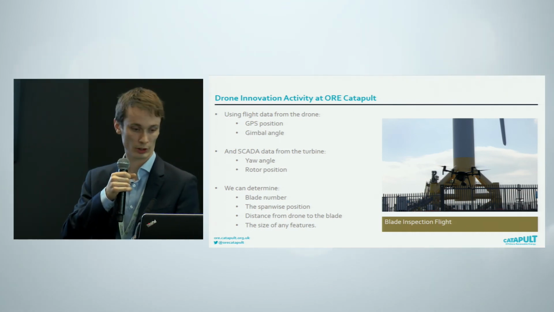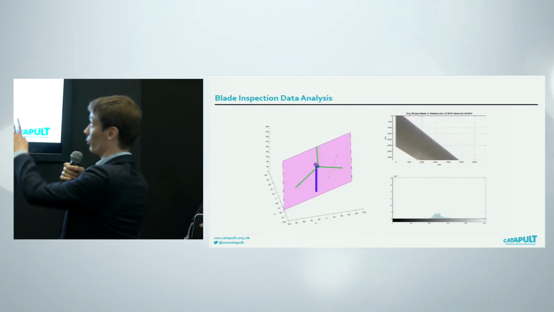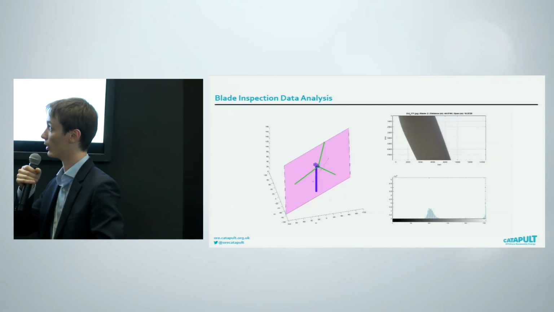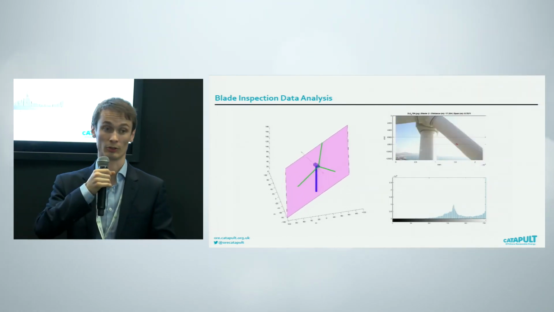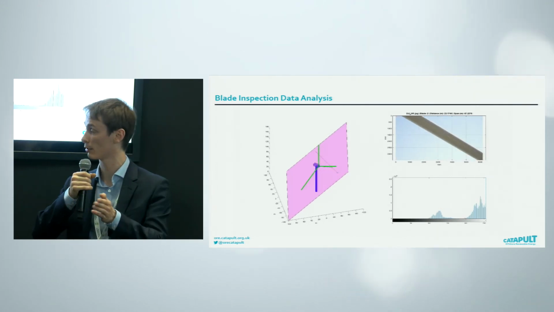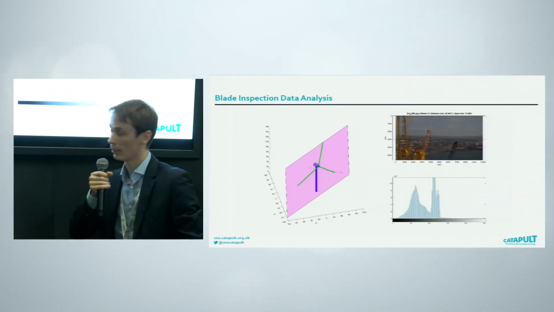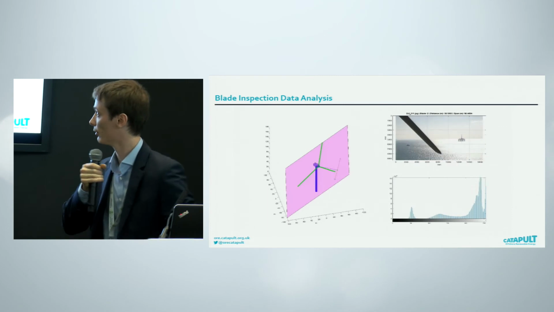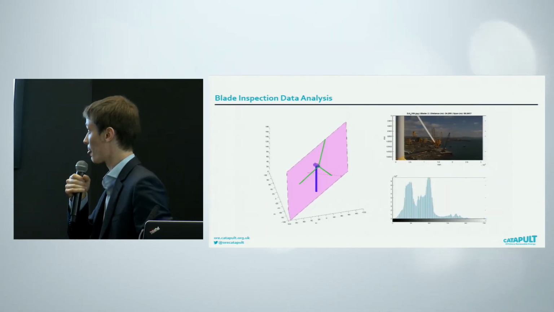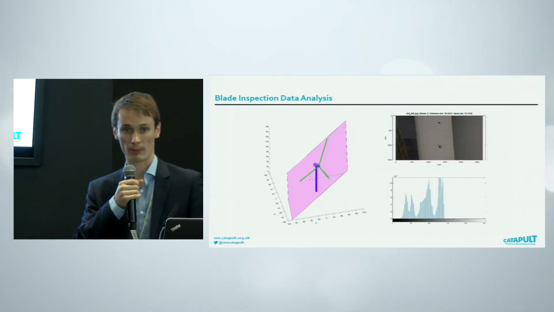So I'll show you this little tool that we've developed. The video's playing. These are the photos from the drone on the right, and on the left you can see the turbine. In this case it was idling, so you can see the blades moving a bit and the turbine yawing, which is the big pink plane. And you can see our drone moving about up here, the direction that the camera was pointing, and where that intersects the plane of the rotor.